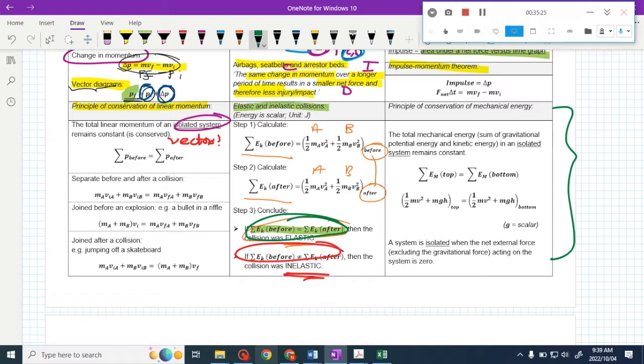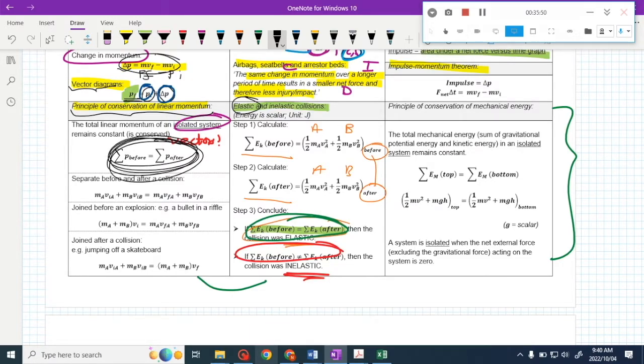I asked this yesterday. Does a collision need to be elastic in order for the principle of conservation of linear momentum to hold? No. Whether the collision is elastic or not doesn't matter, you can still use this formula. It comes up a lot in the multiple choice, and most of you get it wrong.